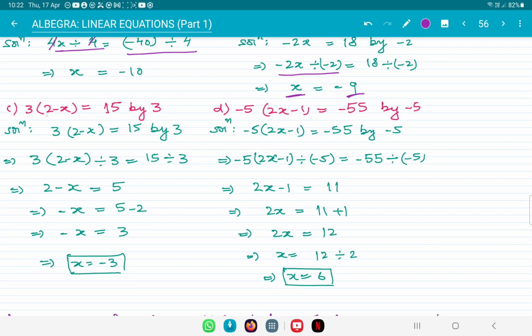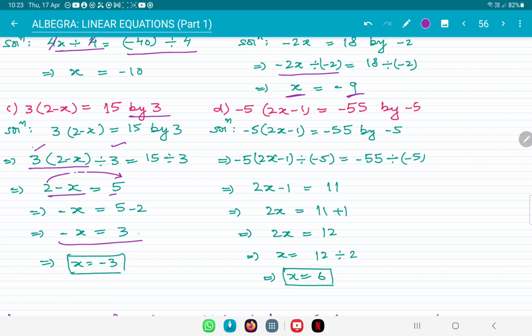Next question, 3 bracket open 2 minus x is equal to 15, divided by 3. So this whole bracket along with 3 is divided by 3, so 3 and 3 will cancel, and we get only 2 minus x. On the right hand side again 15 divided by 3, so we get 5. Now transfer 2 to this side because they are constants. So minus x is equal to 5 minus 2, and minus x is equal to 3.